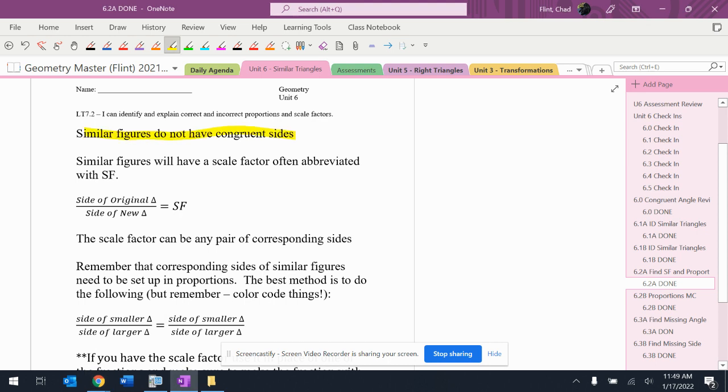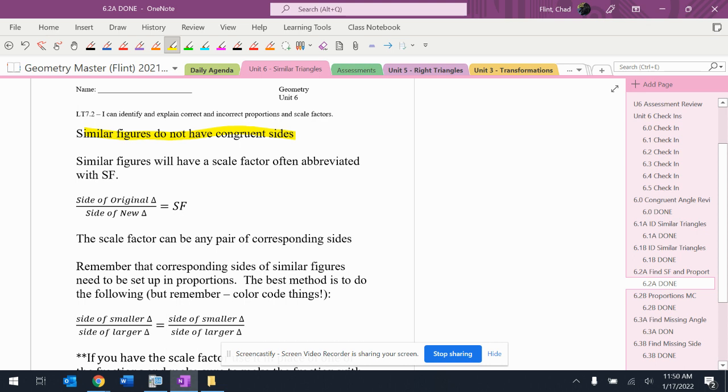All right, meaning if there's a side that's 4 in one of the similar triangles, there is no side that's 4 in the other similar triangle. That's just not how they work. What does happen is there's a scale factor that we can use with proportions to solve for these.